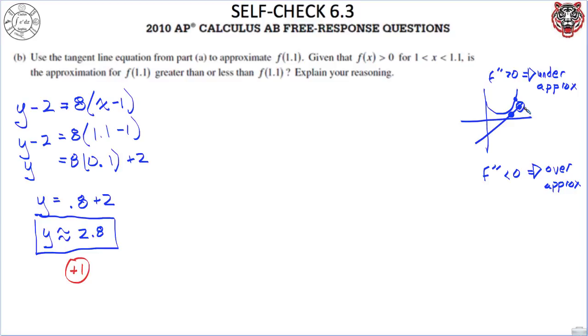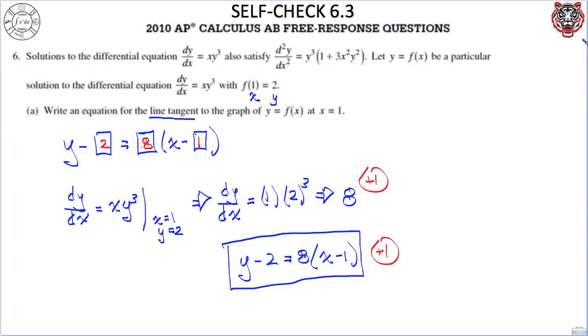And that works whether it's a positive or negative slope. It doesn't matter. You're just looking at f double prime, and that'll tell us if it's an under or over approximation. So, is it greater or less than? Is it an over or under approximation? And explain our reasoning. So, let's just find the second derivative.